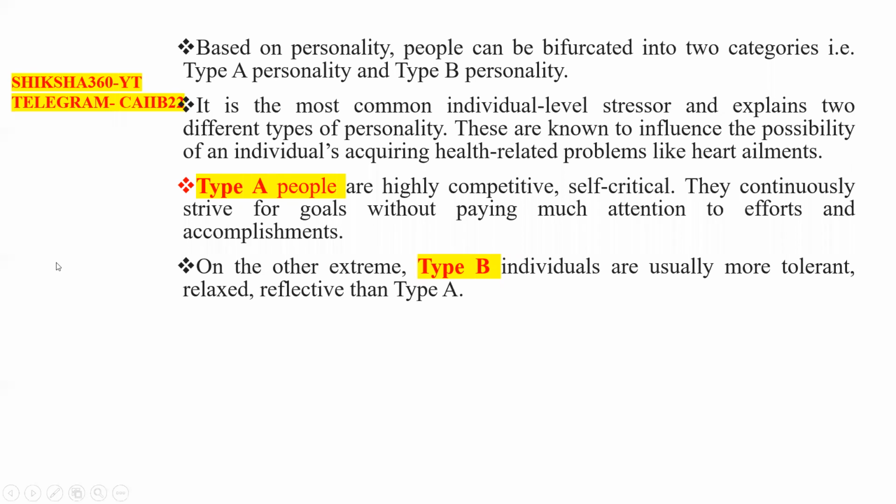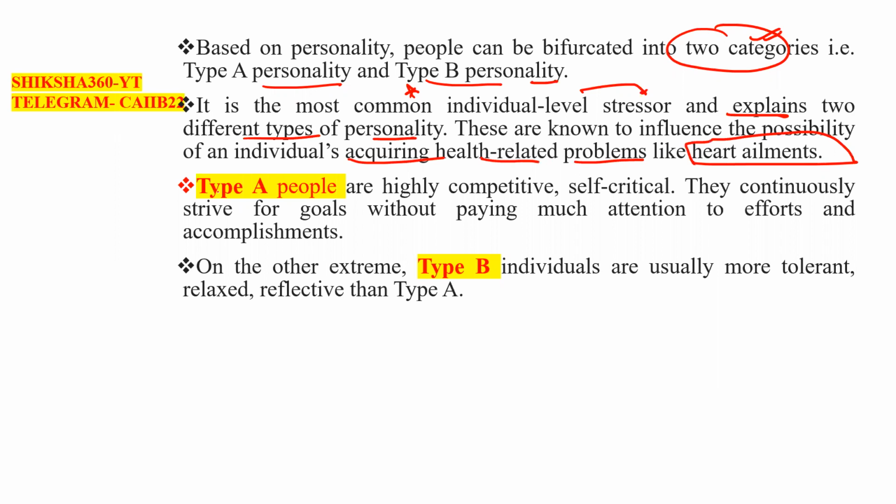Based on personality, people can be bifurcated into two categories, that is type A personality and type B personality. It is the most common individual level stressor and explains two different types of personality. These are known to influence the possibility of an individual acquiring health related problems like heart ailments.